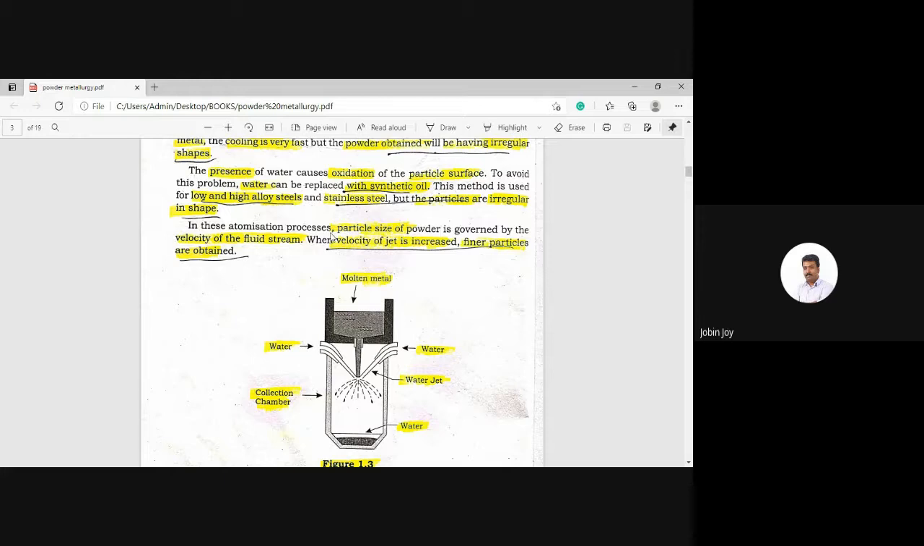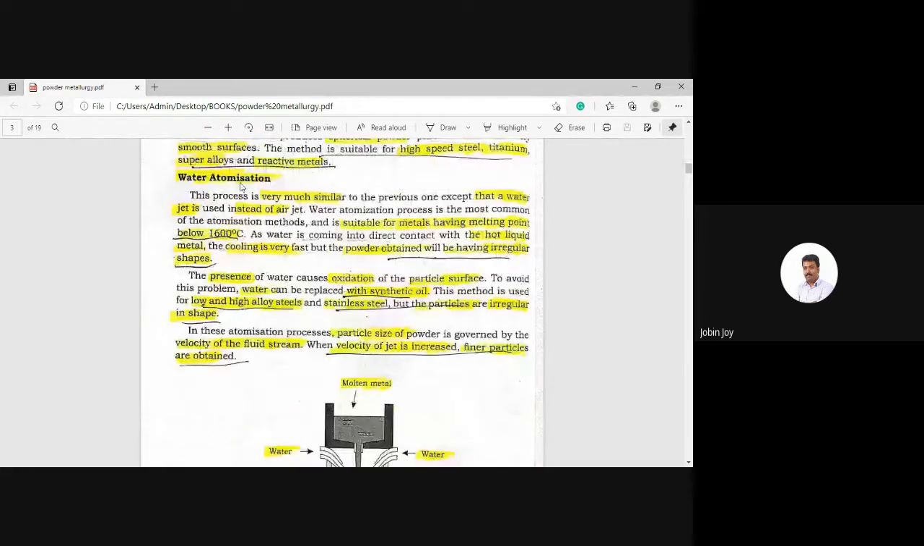In these atomization processes, the particle size of the powder is governed by the velocity of the fluid stream. So this is the fluid stream, and its velocity is an important factor that will affect the particle size of the powder. When the velocity of the jet is increased, you will get finer particles. So if you increase the velocity of this water jet, you will get finer particles. So this is the second method, water atomization.